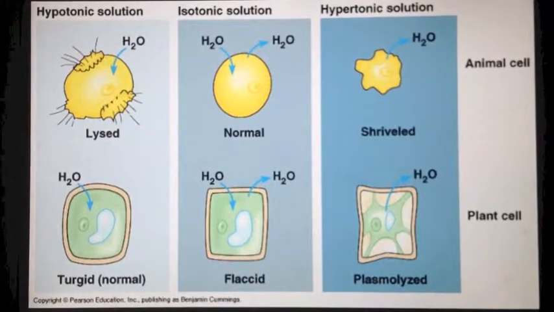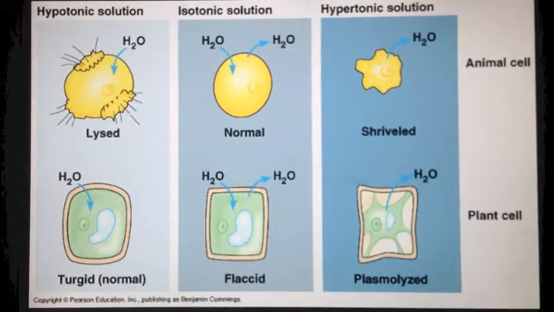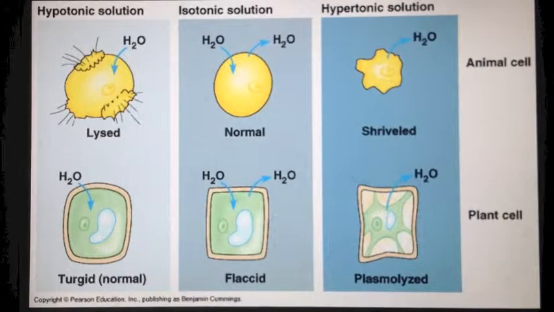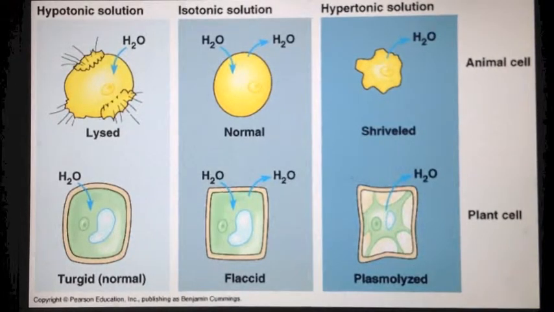Hypertonic solution is a solution that has more solutes and less water. A hypotonic solution is a solution that has fewer solutes and more water. An isotonic solution is a solution with balanced solutes and water. This is the purpose of osmosis and diffusion.